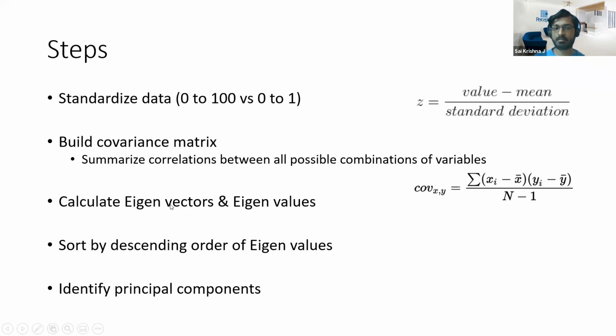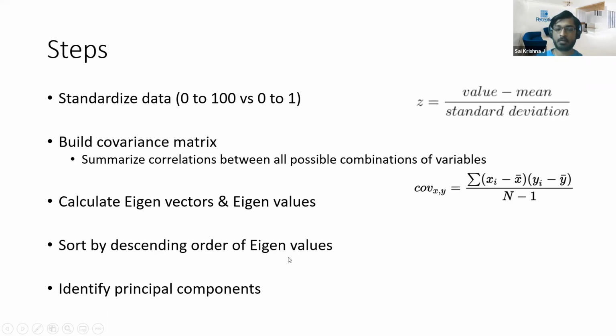So this is nothing but a matrix format. Okay? So you have a matrix of values, and then you take a transpose of that matrix, and then you multiply that matrix by its transpose, and then you get a set of values. So that matrix is called an eigenvector, and then the values inside the matrix are called eigenvalues. Okay. So once we do this calculation, we sort by the descending order of the eigenvalues. Okay. And then we identify the principal components.